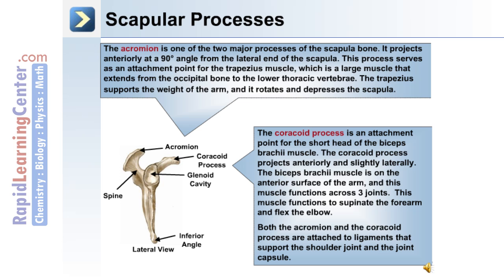The biceps brachii muscle is on the anterior surface of the arm, and this muscle functions across three joints. This muscle functions to supinate the forearm and flex the elbow. Both the acromion and the coracoid process are attached to ligaments that support the shoulder joint and the joint capsule.